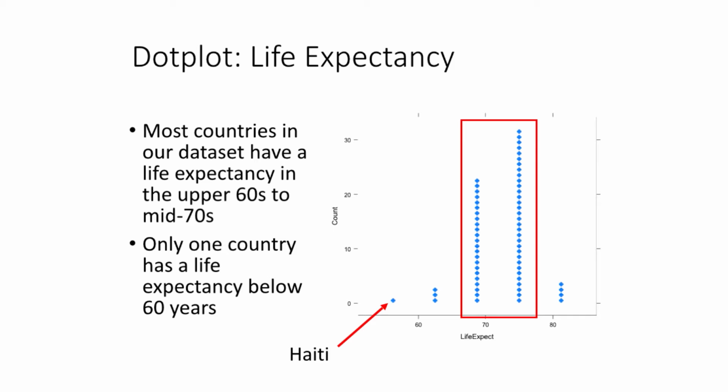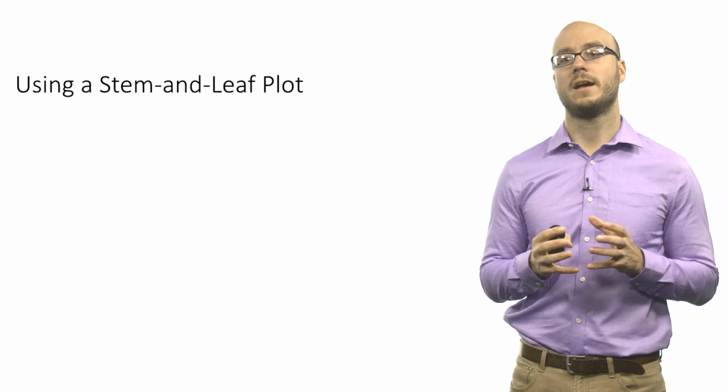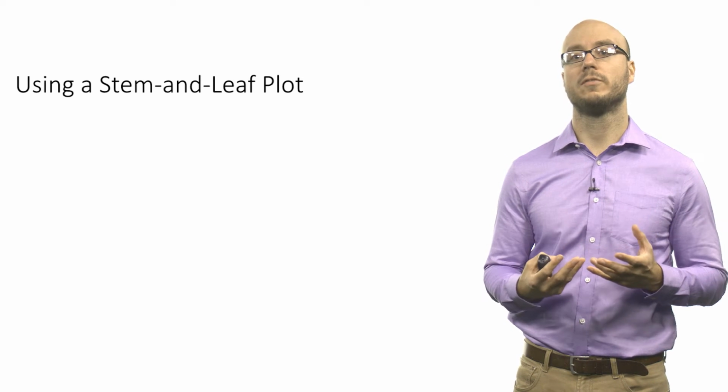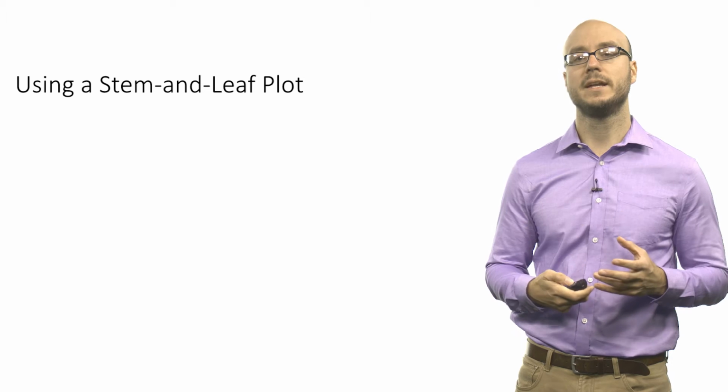So you can see a dot plot can be quite useful for understanding the center part of a distribution, the spread, but also whether or not there are outliers. In this case, in our data set, Haiti seems to be an outlier. It's an extreme value. It has a lower life expectancy than most of the other countries in our data set. Another useful plot for a numerical variable is something called a stem and leaf plot.